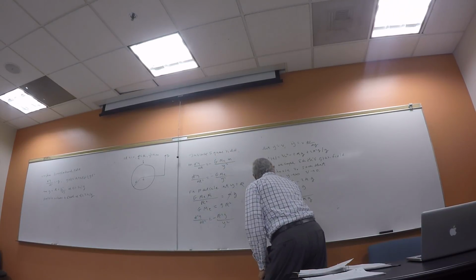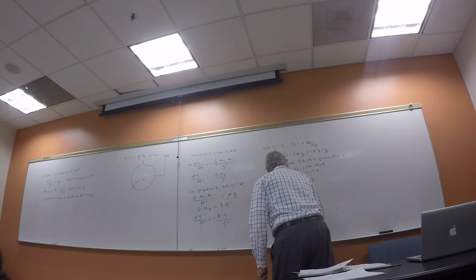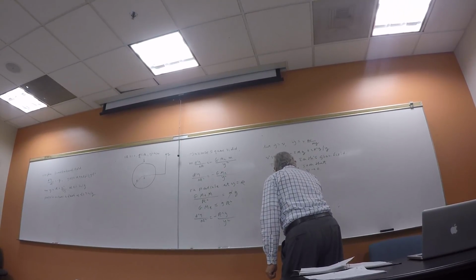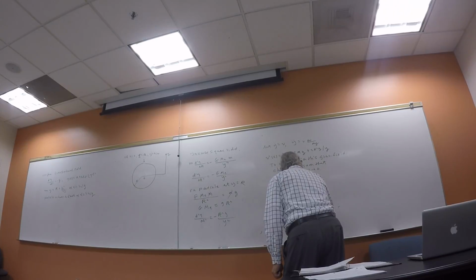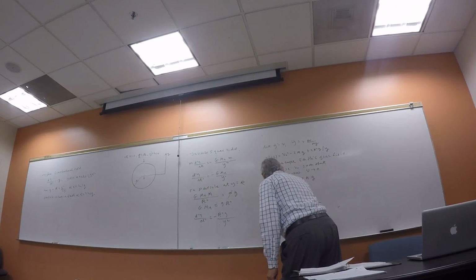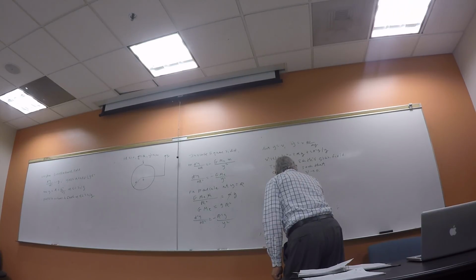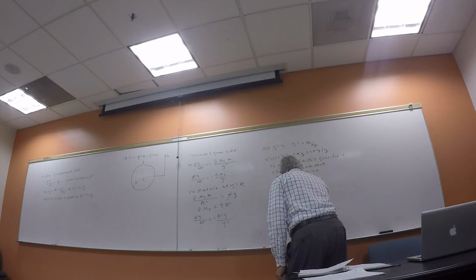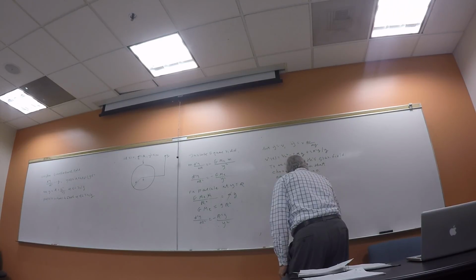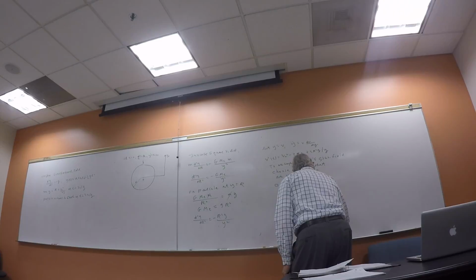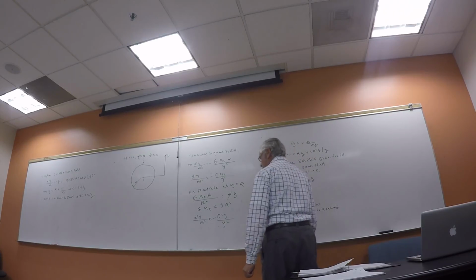So v0 greater than VE means that y will go to infinity. If you give it an initial speed v0 less than VE, that means the particle returns to Earth.